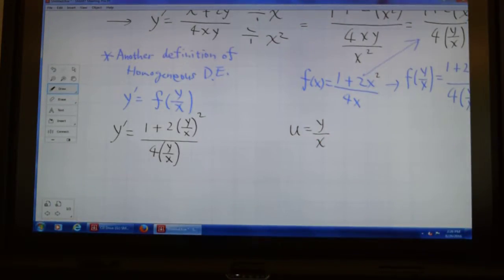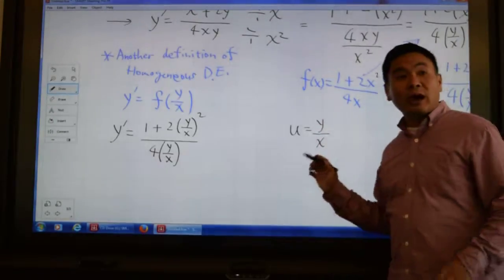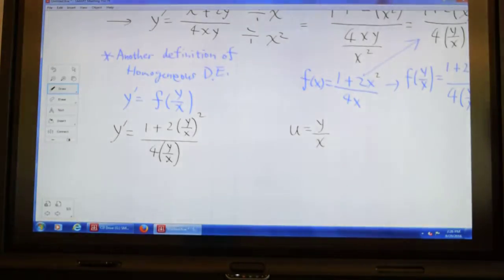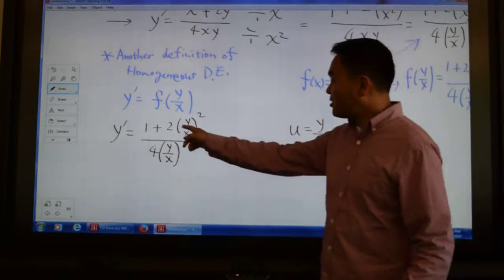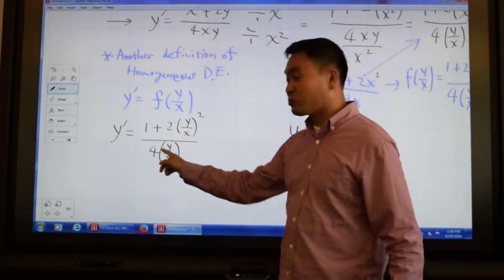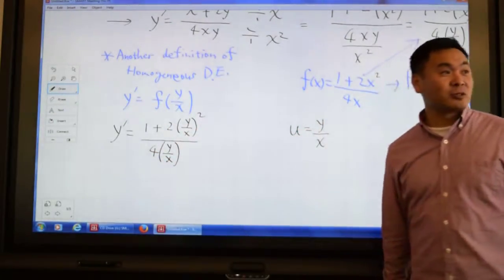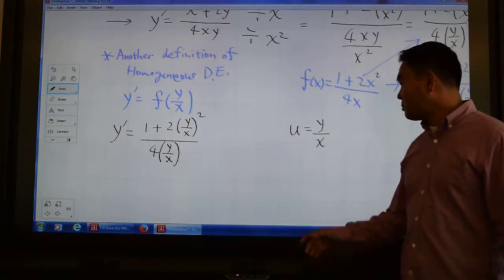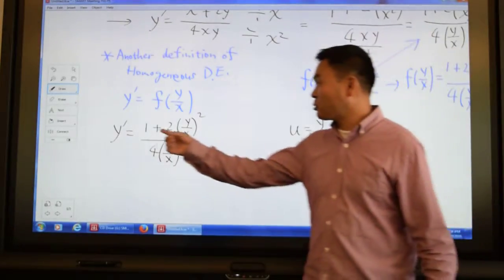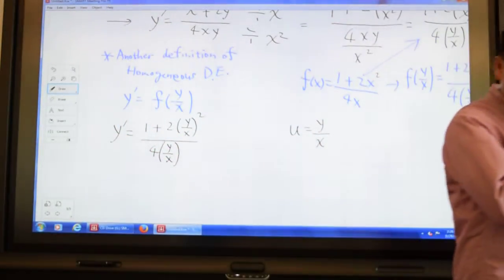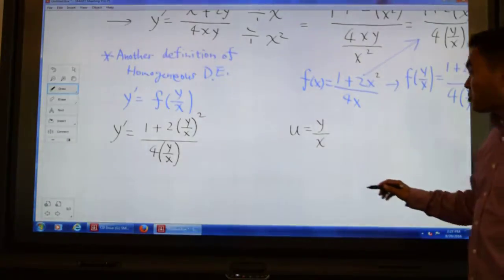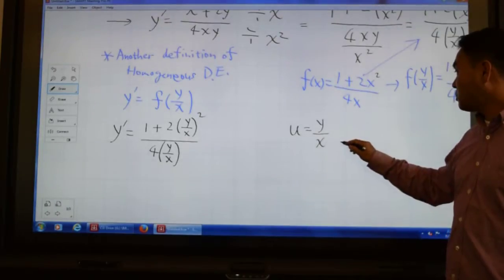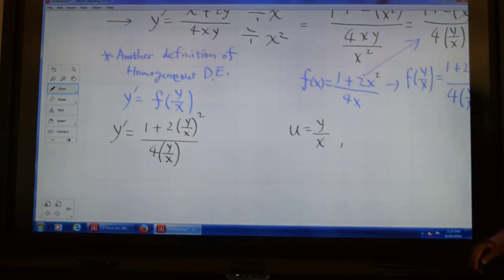So it's kind of natural that you want to use u equals y over x to solve this differential equation, right? Because if you do that, then this is just 1 plus 2u squared over 4u. That's much simpler, right? But if you do that, then immediately there's a question about what to do with y prime. So the method for solving such a thing is first use this substitution, but then you have to figure out what to do with y prime.